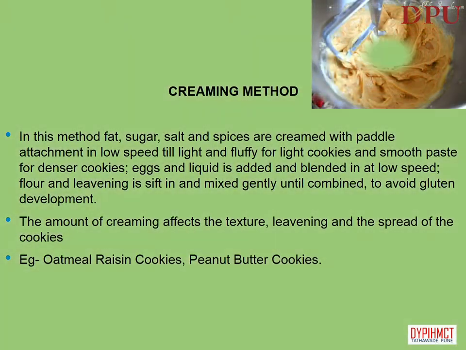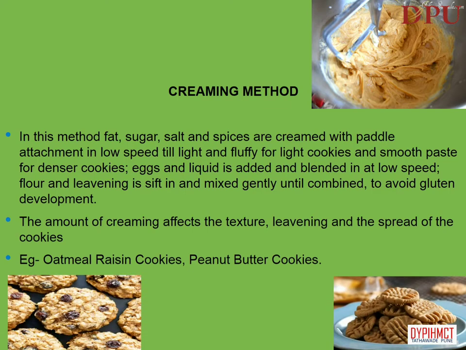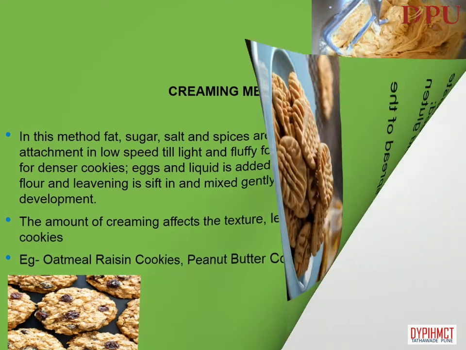Creaming method. In this method, fat, sugar, salt and spices are creamed with the paddle attachment at low speed until light and fluffy for light cookies, and a smooth paste for denser cookies. Eggs and liquid are added and blended in at low speed. Flour and leavening are sifted in and mixed gently until combined, to avoid gluten development. The amount of creaming affects the texture, leveling and spread of the cookies. Example: oatmeal raisin cookies, peanut butter cookies.